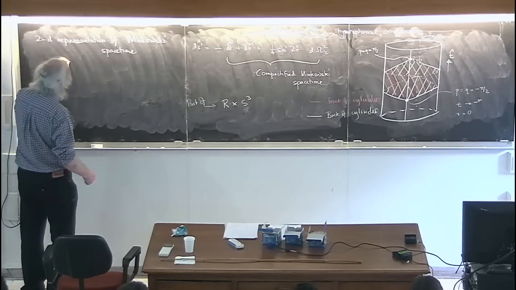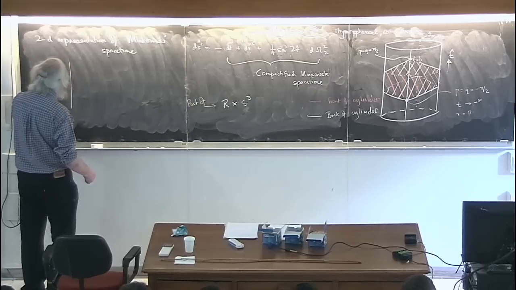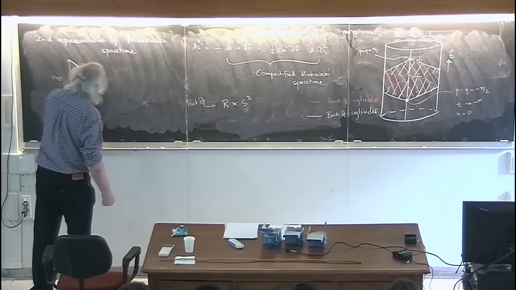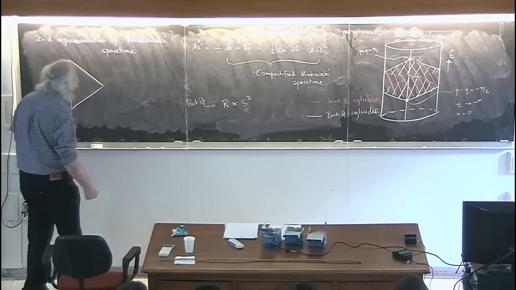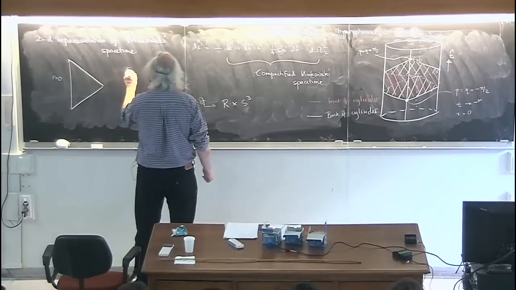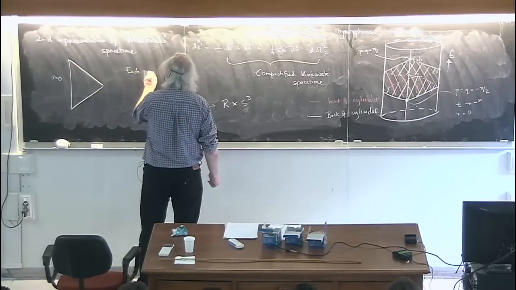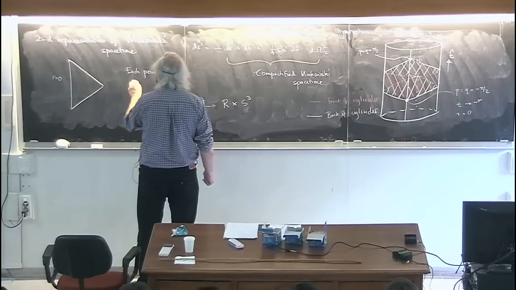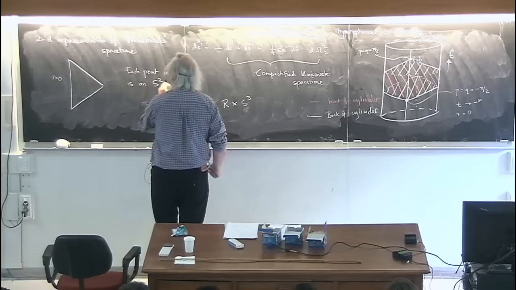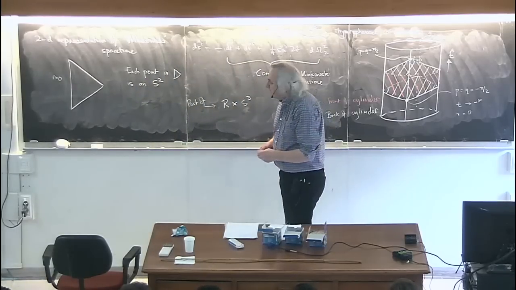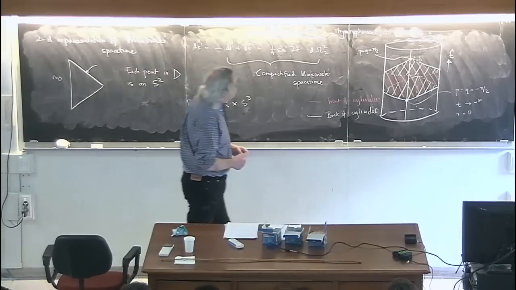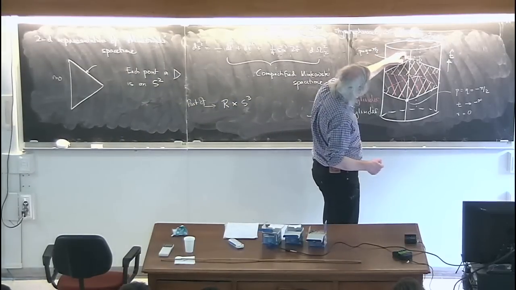The easiest way to draw it is the following. Let's make this line here to be R equals 0. Then you construct a region that looks like this. Each point in here is a two-sphere. This line here corresponds to this line here. It's the past light cone of this point.